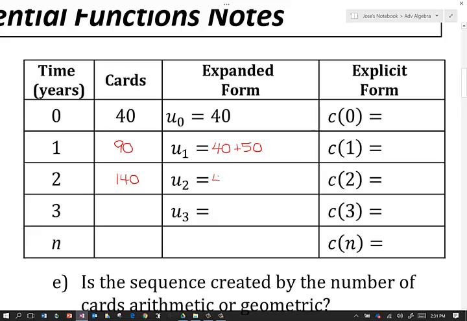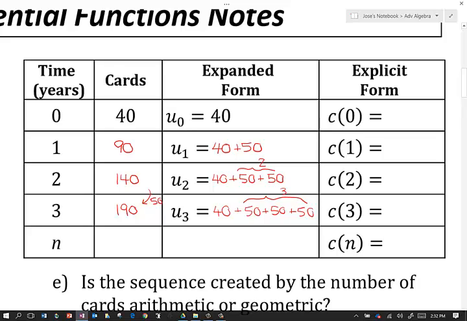You can think of this as being 40. And then you have to add up 50 the first year and 50 the second year. 2 50s. 3 years after he started the collection, he will be up to 190. He's got to add up another 50 in here. And you can think of that as the 40 that he started with, plus how many 50s would he be adding? 1 for the first year, 1 for the second year, 1 for the third year. So he will be adding 3 50s in here.